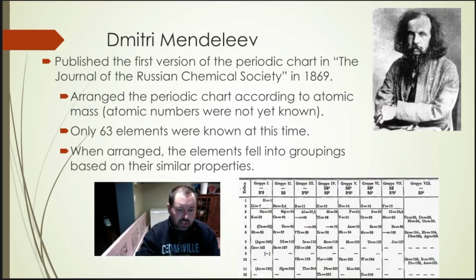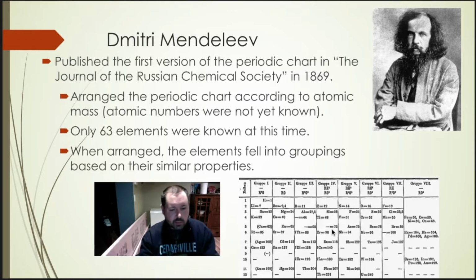And here's kind of like a version of the periodic chart that he first created. No big deal. Almost anyone could have done that. They arranged all 63 elements in a particular way. But the very interesting thing is, if you follow my pointer right here and right here, he actually left spaces in the periodic chart for elements that had not yet been discovered.